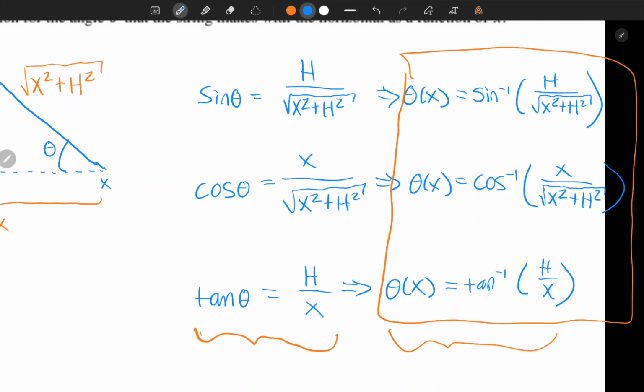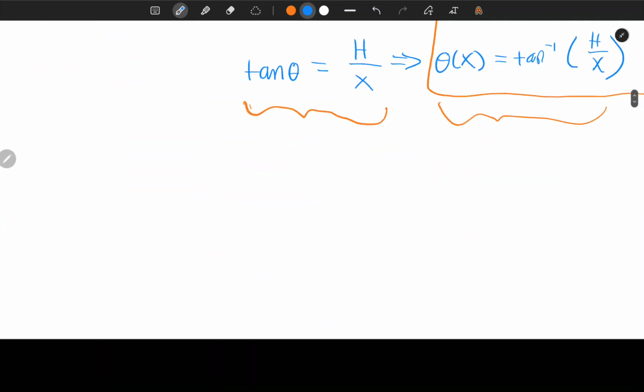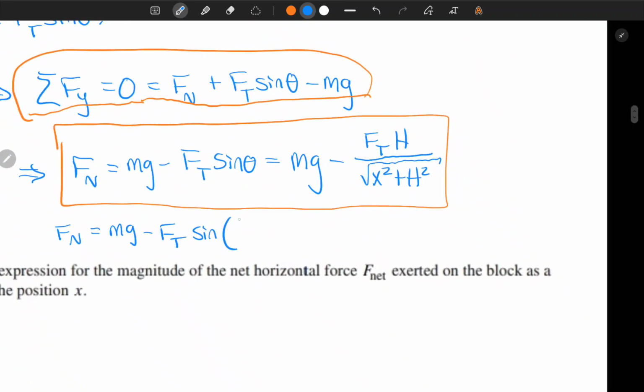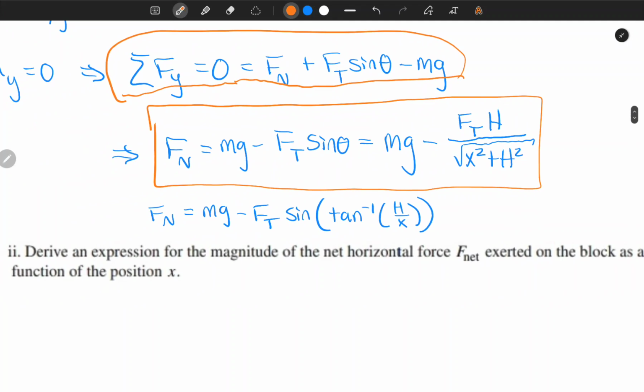But we can also plug in for any one of these. So for example, if we used the arctangent, then the solution would simply be mg minus Ft times the sine of arctangent of h over x. This is also a perfectly valid solution. The other solution, where we plug in for the arc cosine, is also valid here. Any one of them is valid.